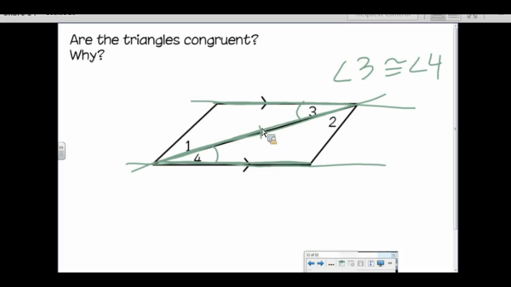So we don't have enough information. We are stuck with angle, side. There's nothing else after it. So what do we write? It's not possible. Could they be congruent? Yes, but it's not possible for us to prove them congruent. They could be. I wouldn't say no, they're not congruent. I would say, hey, it's not possible for me to prove them congruent because I don't have enough information.